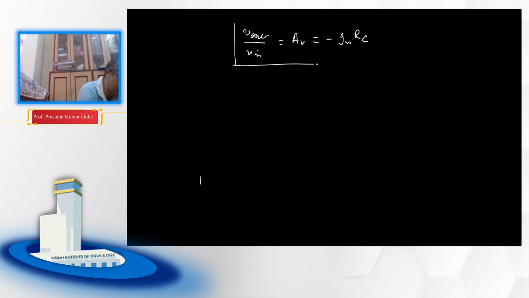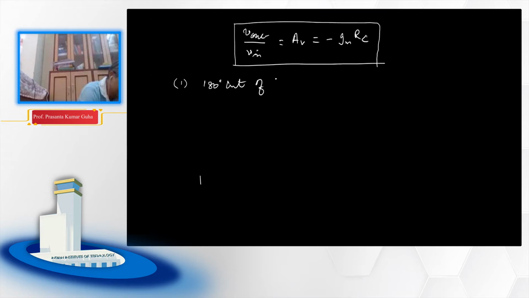From this equation, one thing we mentioned before is that the output and input signals are 180° out of phase. That is why this negative sign is coming. This is because if you increase the input voltage, the output voltage will increase, but in the opposite direction, because the VCE voltage will decrease. I mean the magnitude will increase, but it will have the opposite polarity. So it is 180° out of phase.